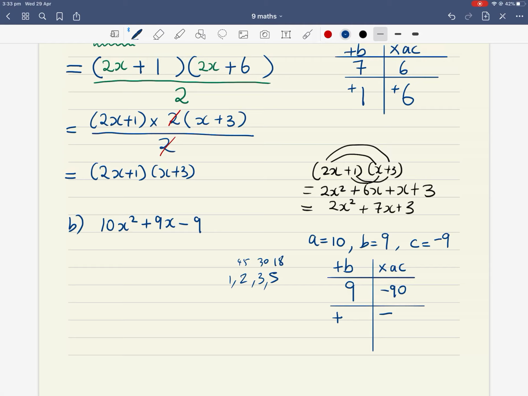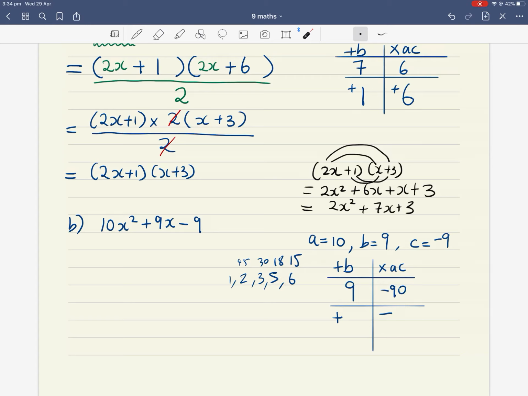5? What about 5? 90 divided by 5 is 18. 5 and 18, they don't have a gap. No matter how you add or subtract 5 and 18, they don't add to become 9. Next number is 6. Does 6 go into 90? 6 and 15, using a calculator. Oh, that's promising because 6 and 15 have a gap of 9 between them.